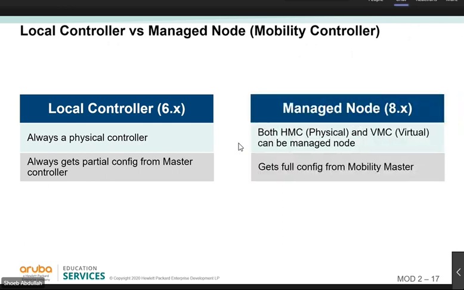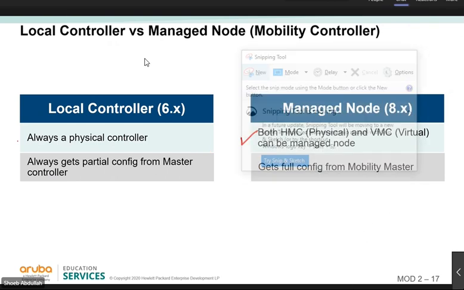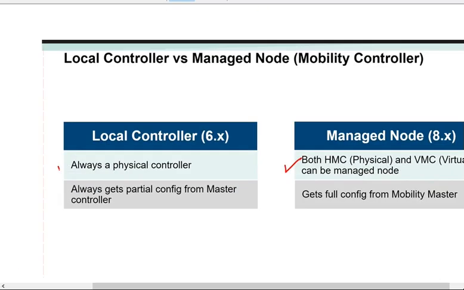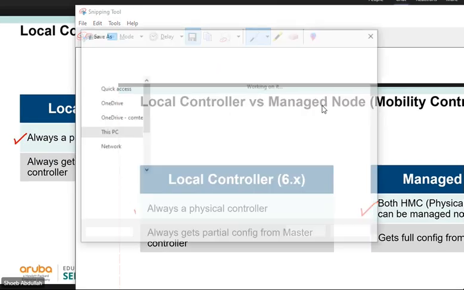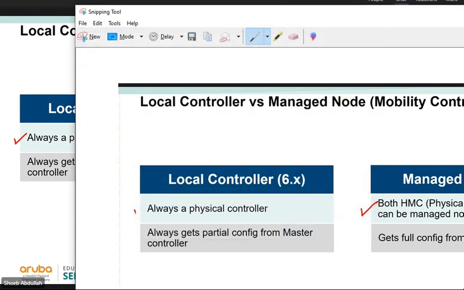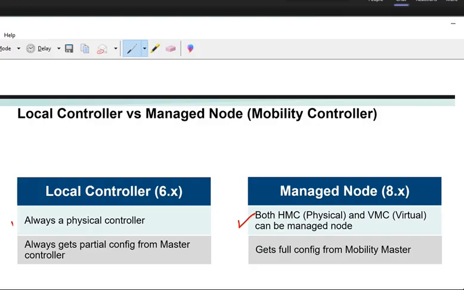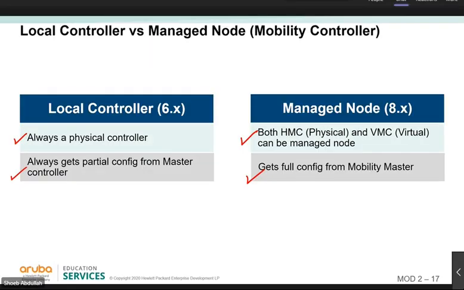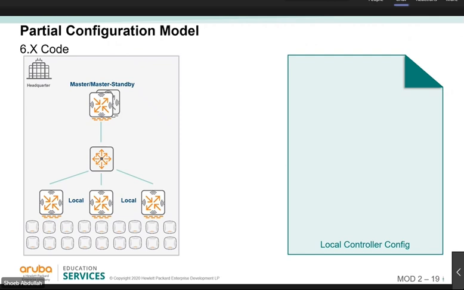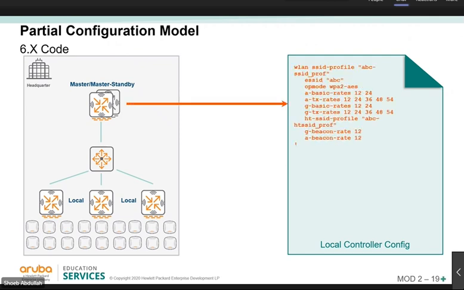Here we are comparing the MC with the local controller. The MC comes in both hardware and virtual forms. Your local controller came only as a physical device. Your mobility controller receives the entire configuration, both wireless and wired, from your MM. Your local controller was only capable of receiving wireless configuration; for the wired configuration, it is not. So this is a graphical explanation of what we discussed.